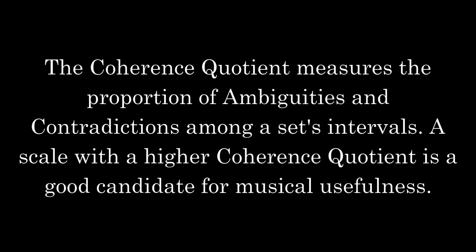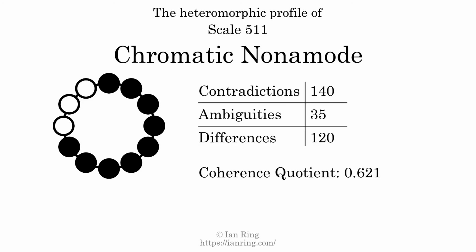The coherence quotient measures the proportion of ambiguities and contradictions among a set's intervals. A scale with a higher coherence quotient is a good candidate for musical usefulness. The coherence quotient is 0.621.